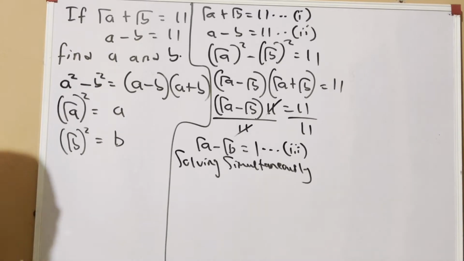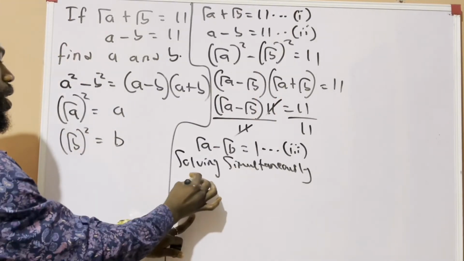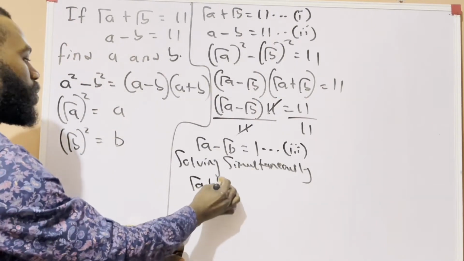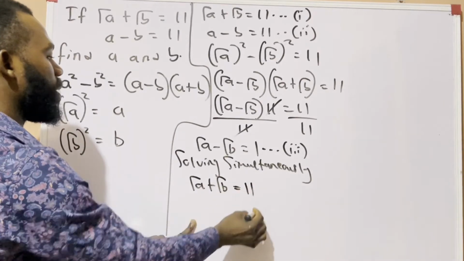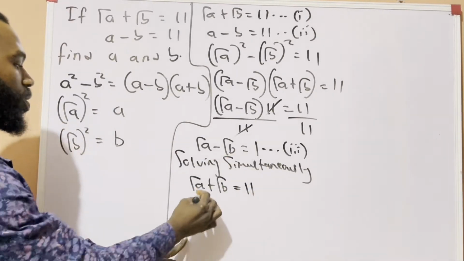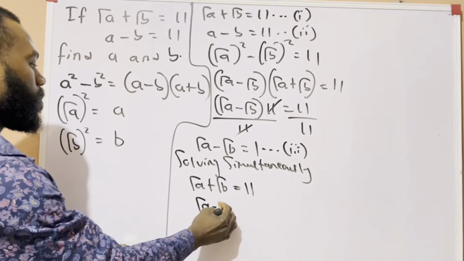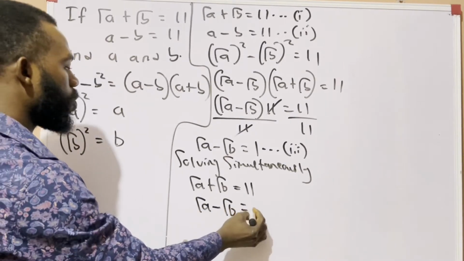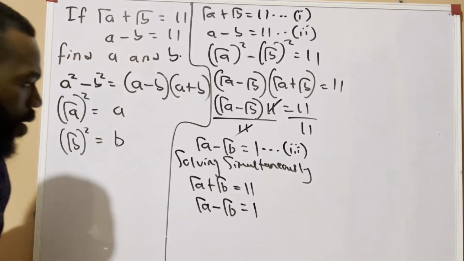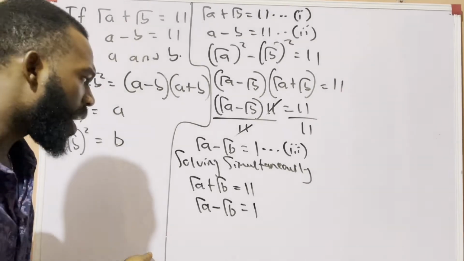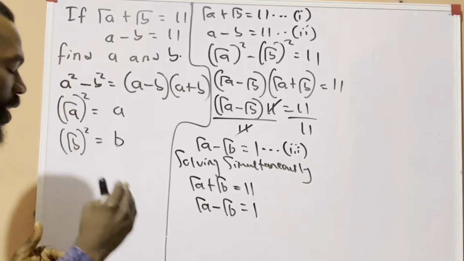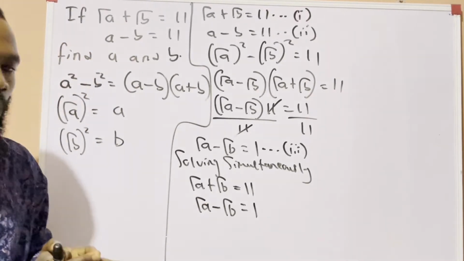Solving simultaneously. Equation 1 says root a plus root b is equal to 11. And equation 3 says root a minus root b is equal to 1. Are you there? Now, if you take a look at equation 3 and equation 1, you will notice that equation 3 and equation 1 have something in common. And what do they have in common?